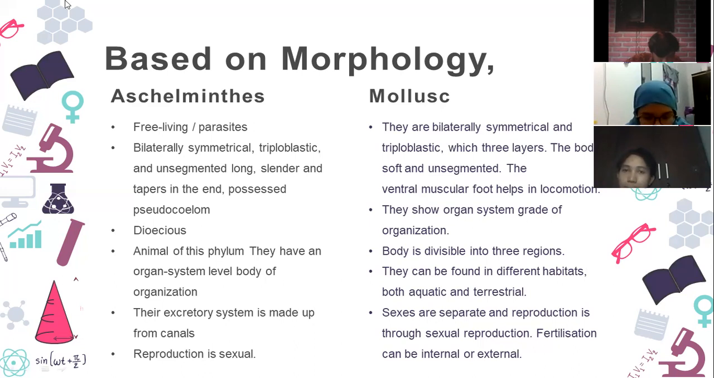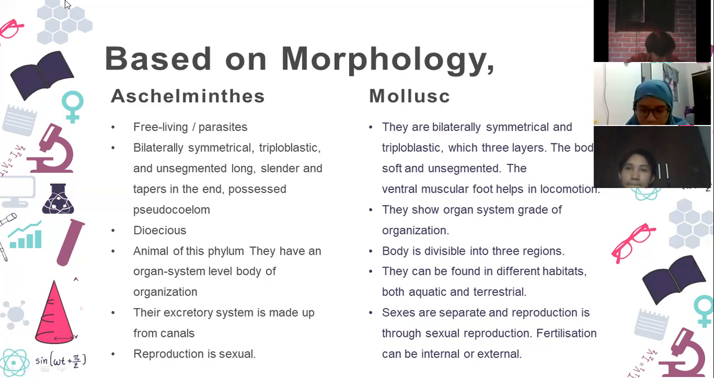Their digestive system is well developed and complex. It has a radula, which is a rasping structure with continuous teeth. It is used for feeding. The nervous system is made up of paired ganglia, connectives, and nerves. Their circulatory system is open, with a heart and aorta.